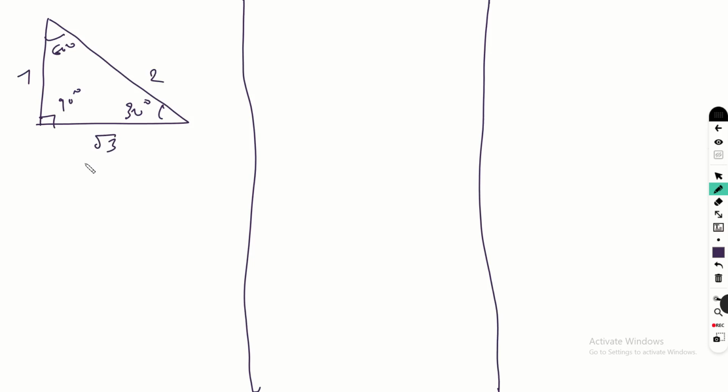Now, look for sine 30. Sine 30 will be the opposite over hypotenuse. And now, what's the opposite side? This is the opposite side. And where's the hypotenuse? So what's the value there? We have 1 and 2.